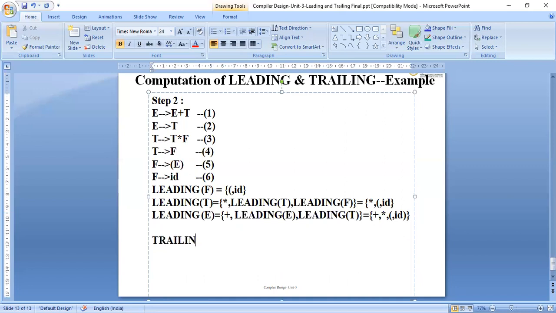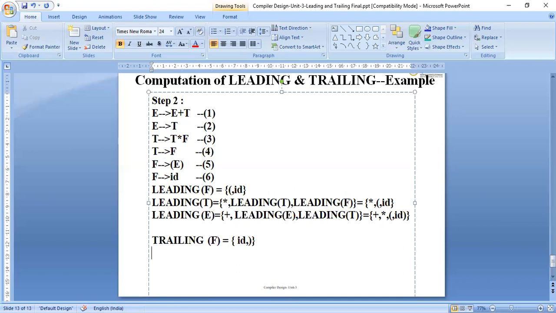When you take up trailing, again start with F, since it has only one unique terminal symbol, trailing of F. When you take trailing of F, we can take the id as such, no problem. Now when you take up this production, we have to consider the terminal symbol from the last. So what is from the last? You have the terminal symbol, close bracket. Okay, finish up. So trailing of F is over.